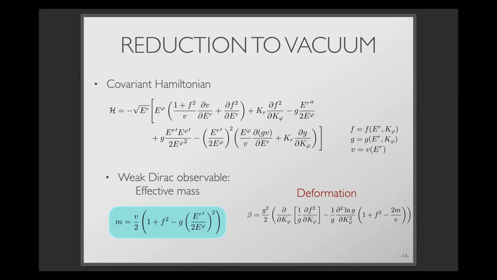A very interesting aspect of this reduced model is that we have found a weak Dirac observable that we identify as the effective mass of the model. Indeed, taking the classical limit, one can check that this expression is precisely the Schwarzschild mass parameterizing static black hole solutions. Now we can write the algebraic deformation function using this observable. The resulting expression on the right hand side is quite long, but it will be useful in our next step.